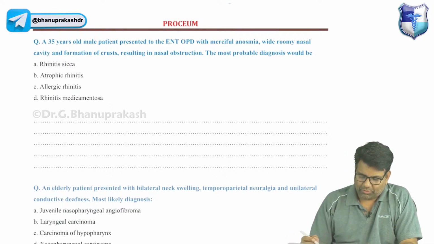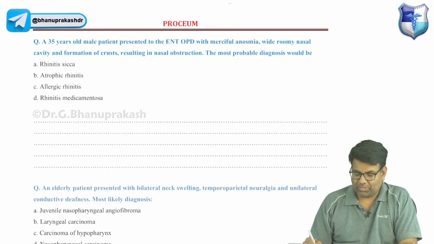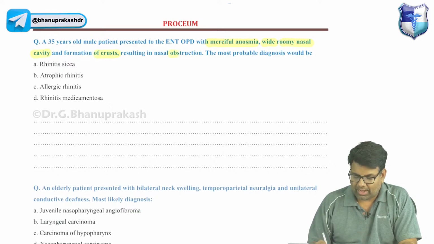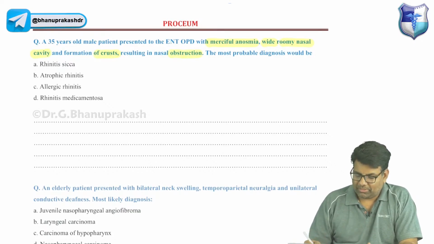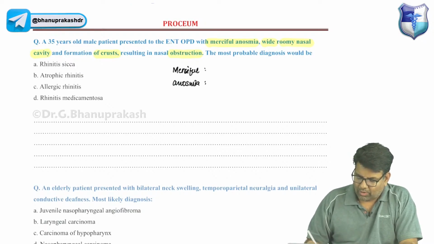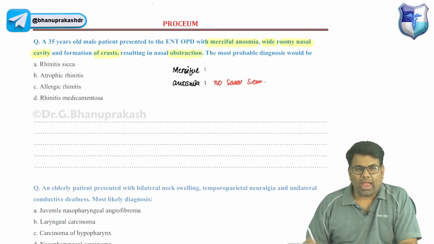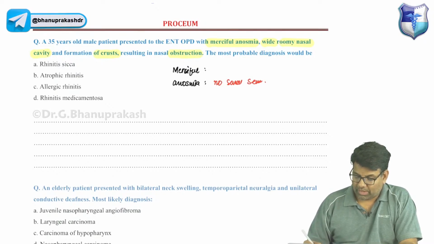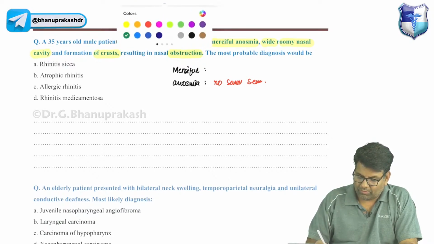So taking the very first MCQ, in which an old male patient presented with merciful anosmia, wide roomy nasal cavity with formation of crusts and nasal obstruction. What is the diagnosis? Now here, if you look, there is one term, that is merciful anosmia. Anosmia means no smell sense. And why do we call it merciful? Because there is emanation of very bad smell from the nostril of the patient.